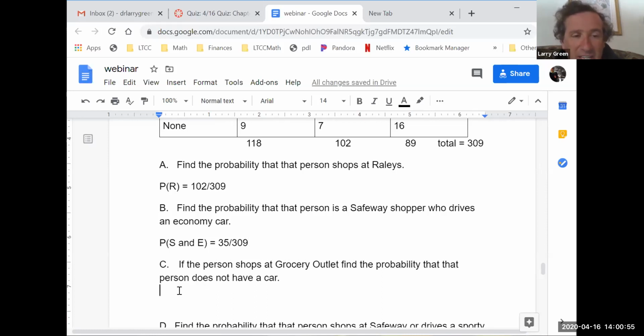Okay, part C. If the person shops at Grocery Outlet, find the probability that the person does not have a car. So again, I want you to put that in symbols. I'll start you off, P parentheses, and you do the rest. Give you a minute. See if you can put that in the chat box.